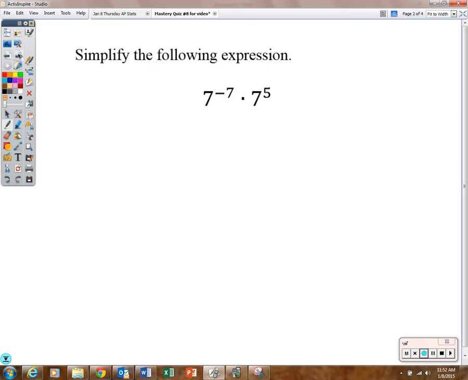Next, simplify the following expression. Okay, you have to remember your exponent rules. In this case, we see that the base 7 is the same. We have two exponents, negative 7 and 5, and we have a times sign in between. So the rule here is that we can add the exponents together. So we have 7 to the negative 7 plus 5. Well, that becomes 7 to the negative 2 power.